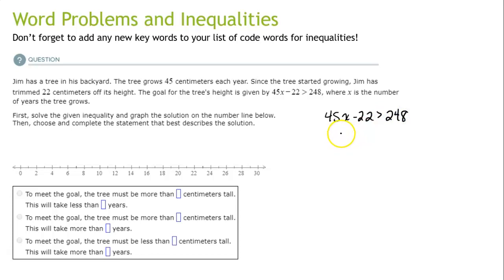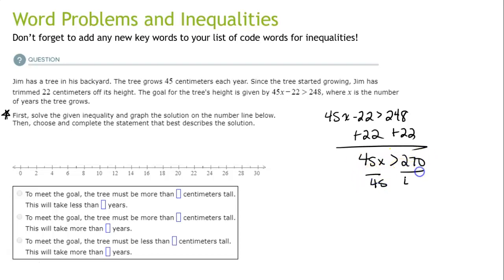First, solve the given inequality and graph the solution on the number line below. So let's do that first. We're going to add 22 to each side. We get 45x is greater than 248 plus 22. That gives me 270. We're going to divide both sides by 45. 270 divided by 45 gives us 6. So x is greater than 6. We want to graph this. Remember, we want an open circle on the 6, and greater than means to the right.